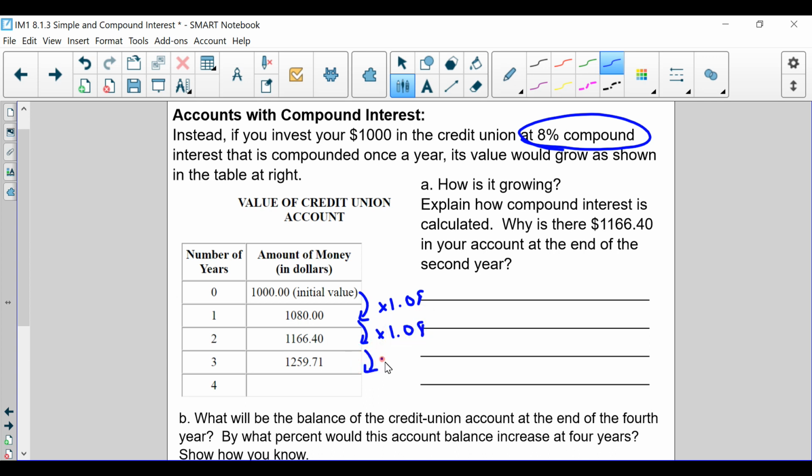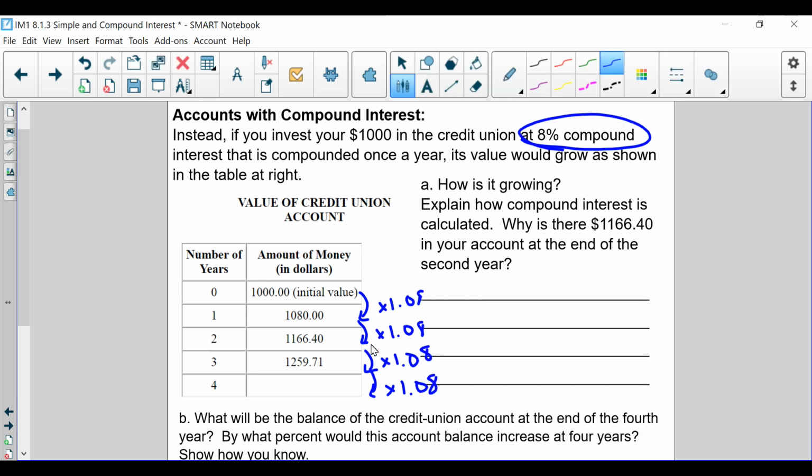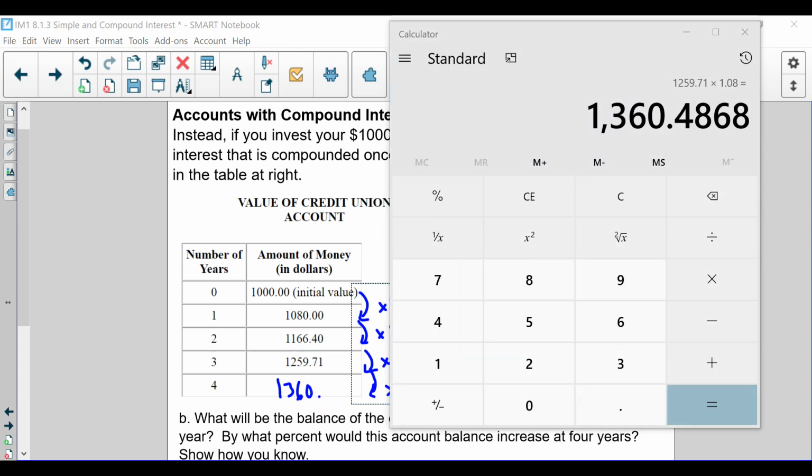So let's see if we can figure out what year 4 would be. All right, let's figure out what's year 4. So I'm going to go 1,259.71 times 1.08. We get 1,360.48. Okay, so we'll write that. 1,360 point 48. Yep.